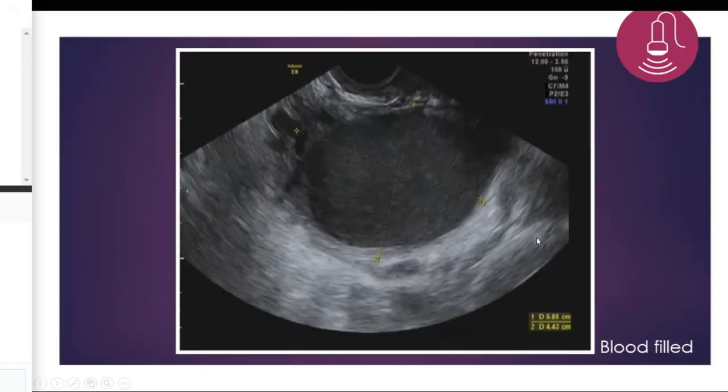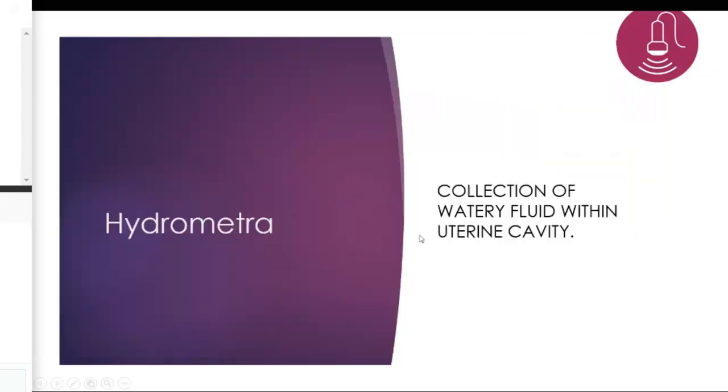fluid-filled or cystic-filled. And then we have another ovarian cyst, but we can tell that this looks a little bit different. So we have those echoes within the fluid. So since it's not completely anechoic, we can tell that that is blood.